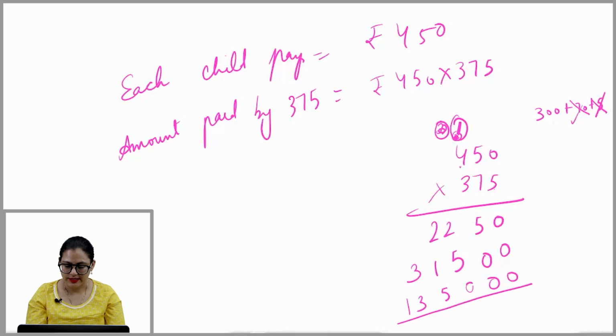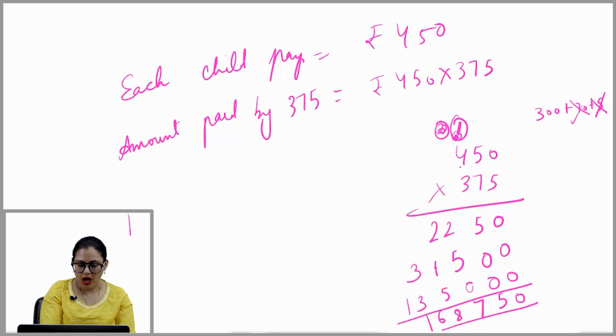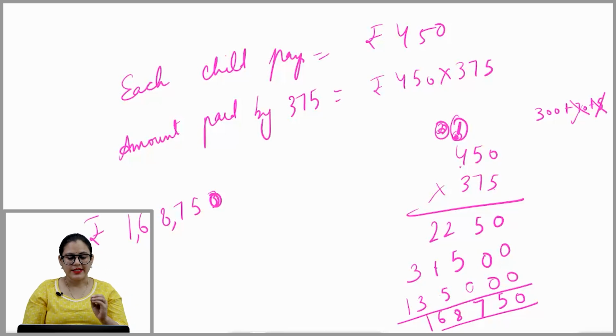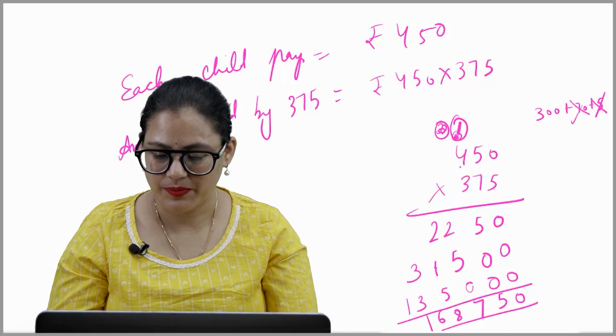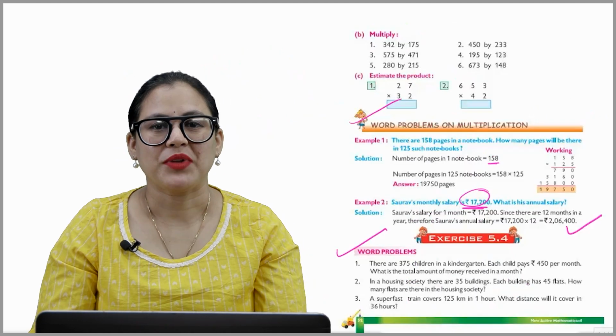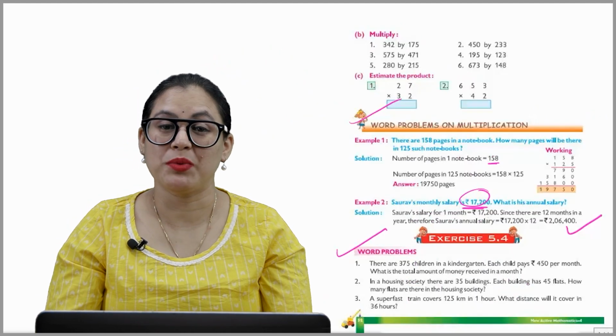Now, add this. 0, 5, 5 plus 2, 7, 2 plus 1, 3, plus 5, 8, 3 plus 3, 6, 1. So, how much money is received? Rupees 1,68,750. Right, students? Okay, now you will do practice of the remaining questions.